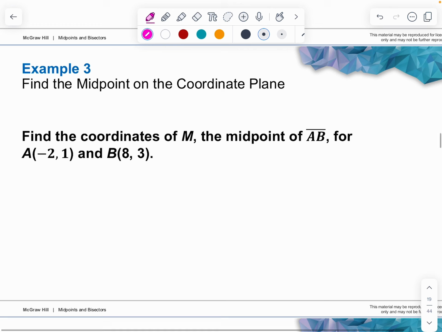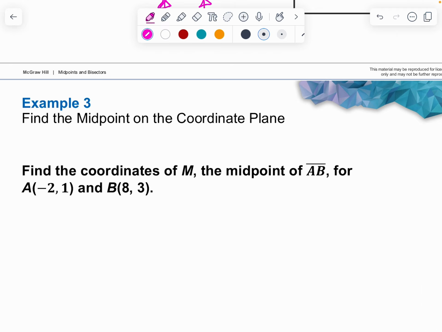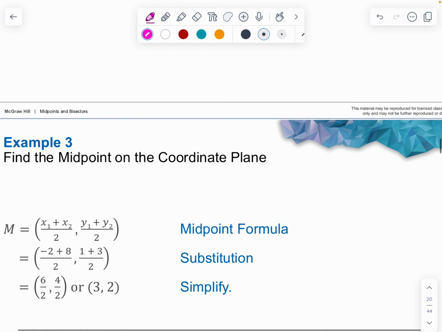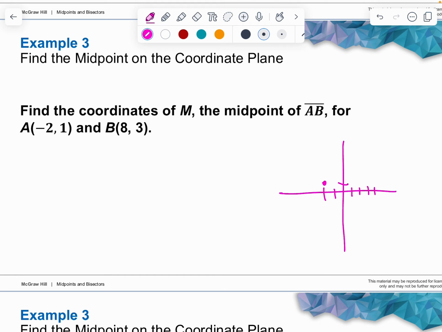So let's try it. If we want to find the coordinates of the midpoint of AB, where A is at -2, 1, and B is at 8, 3, and we don't even draw it here. You can if you want. So A is at -2 and 1. And B would be at 1, 2, 3, 4, 5, 6, 7, 8, and 3, so it's going to be up here, and you have to connect them.